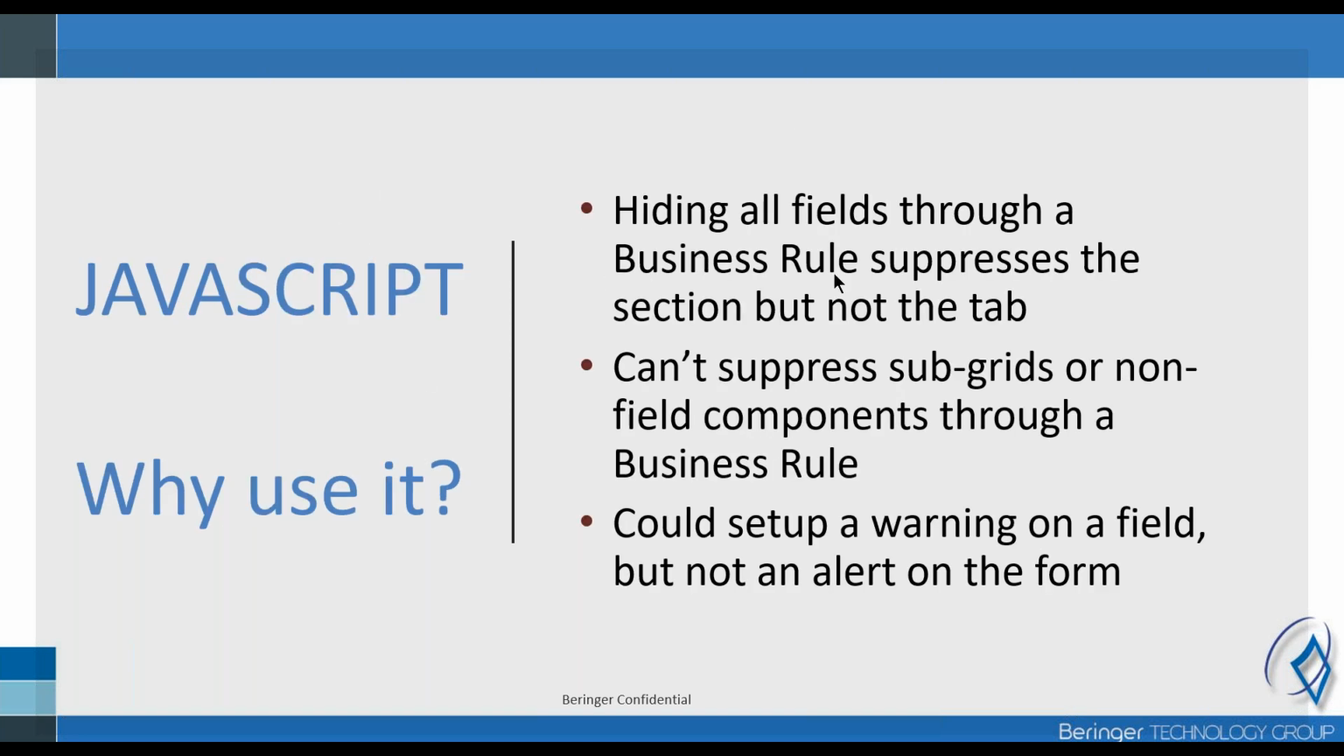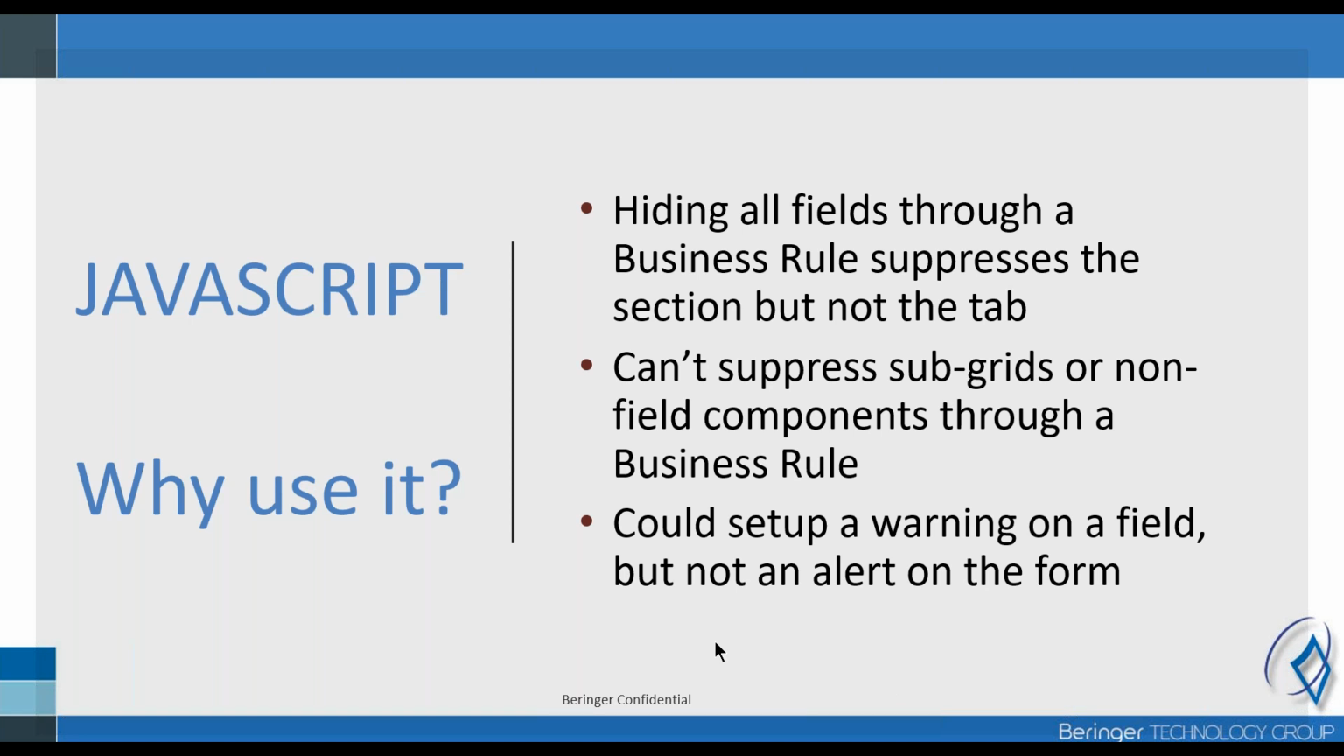So why use it? We just talked about the business rule can suppress the section by suppressing all the fields, but it can't suppress the tab. And you can't suppress subgrids or non-field components through a business rule. And as far as the alert that I'm going to show you, you could set up a warning on a field, but you can't set up an alert on the form.